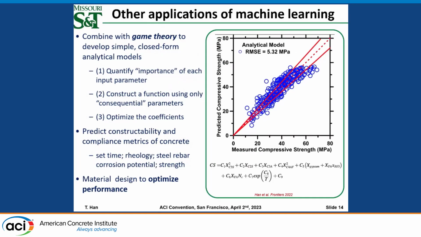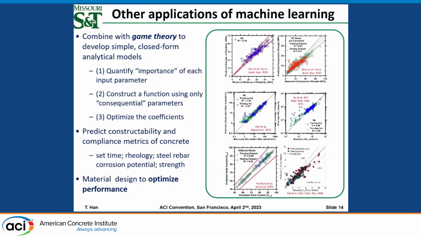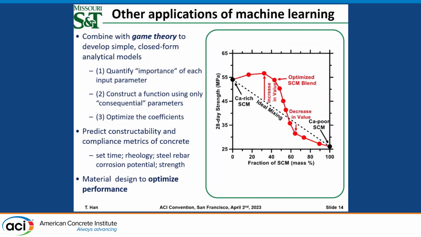So here are some other applications for machine learning. First, we can rank the influence of each input variable to find which input variables are important and which are not important. We can use such information to develop some analytical model to help us understand the mechanism behind the materials. We also can predict other properties for different types of materials. The third one, if we know our target properties, we can use a machine learning model to optimize the composition to achieve the target properties.